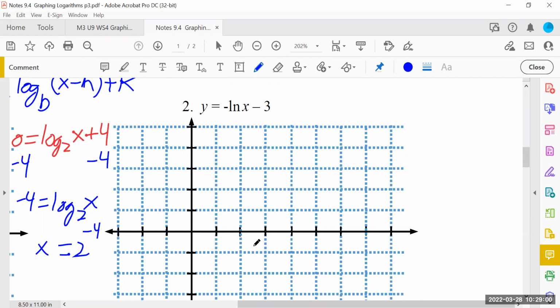So this one, again, that minus 3 is a k value. It's going to shift us down 3. Natural log of x. Natural log of x means log base e. So my starting points are going to be 1, 0, 2.71, and 7.4 roughly.